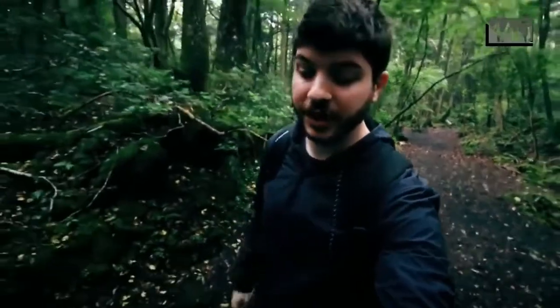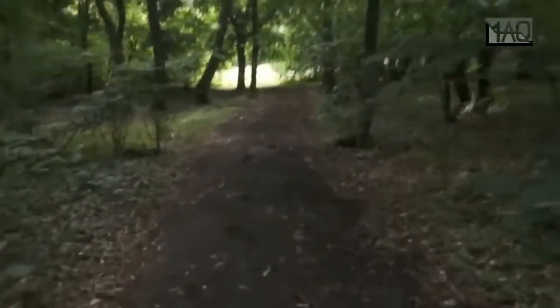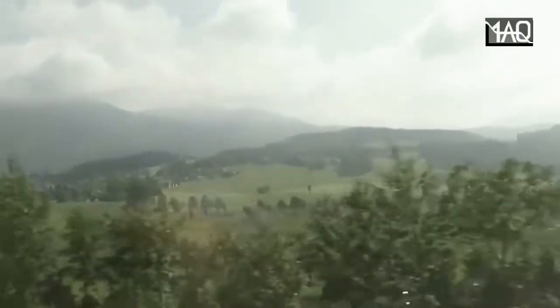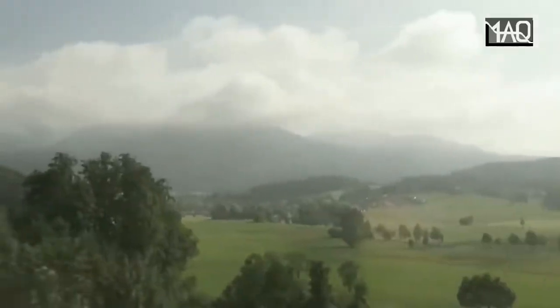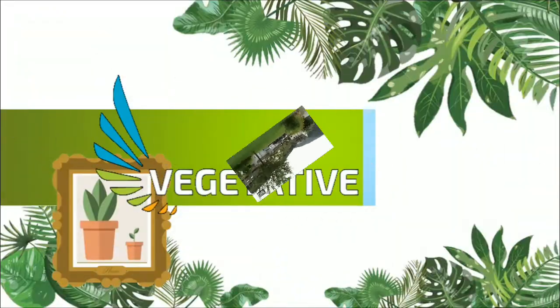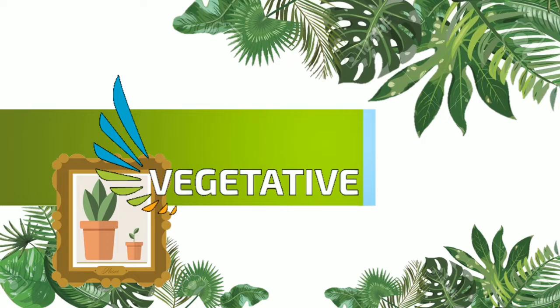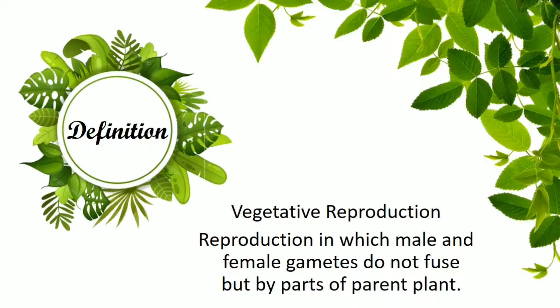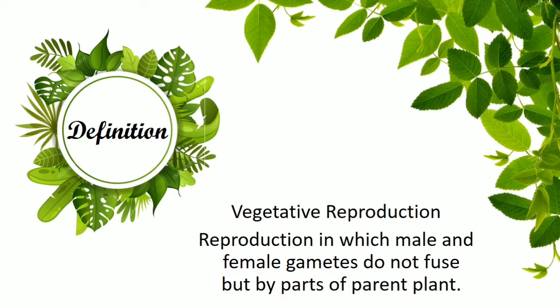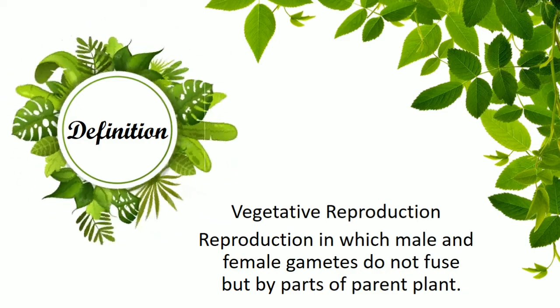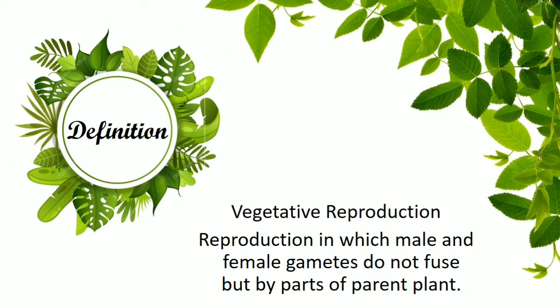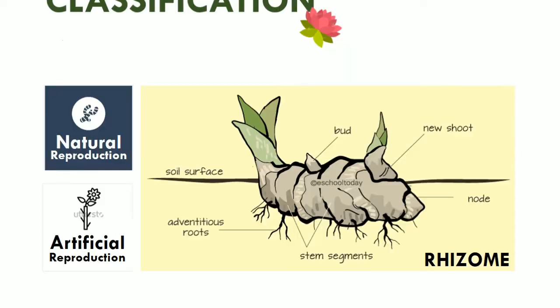Today in this video, we will learn about vegetative versus generative reproduction. Let's compare, starting from vegetative first. Vegetative reproduction is reproduction in which male and female gametes do not fuse, as they do in generative reproduction.